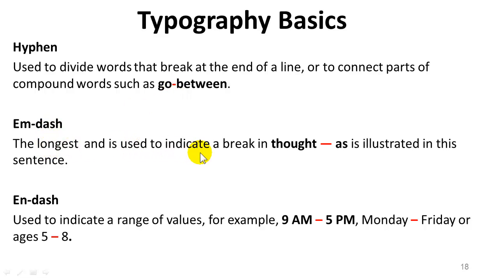An M dash is used to indicate a break in thought, and this is the longest of the lines. So here's an example of a break in thought. An N dash is used for ranges of values. For example, 9 a.m. to 5 p.m., a range. Monday through Friday, a range. Ages 5 through 8, a range. So make sure that you're using the correct characters in the correct places. Here again, when it comes to conveying content to the user and the user's impression, if the user sees poor grammar, poor syntax, they're not going to think very highly of your company or your product.